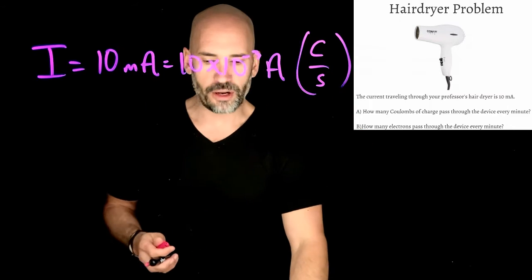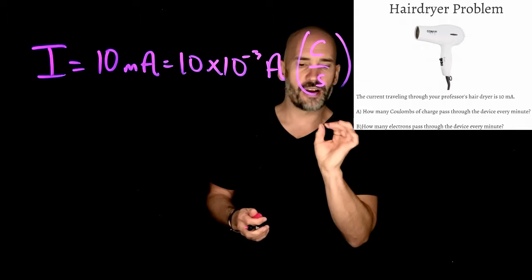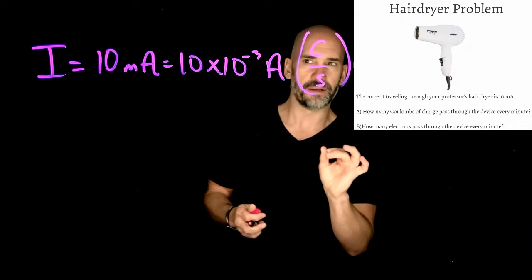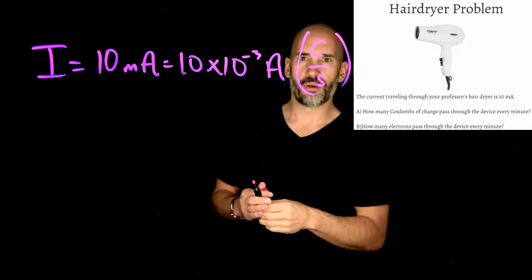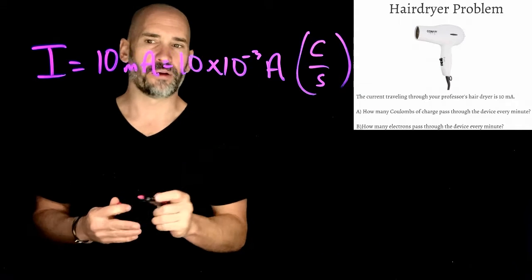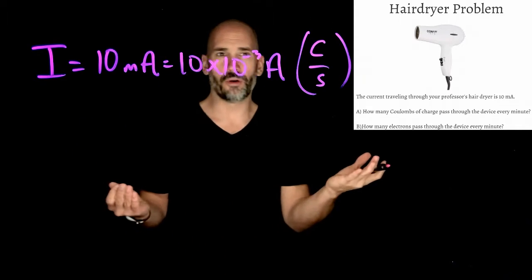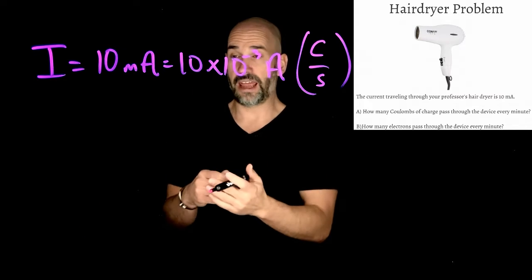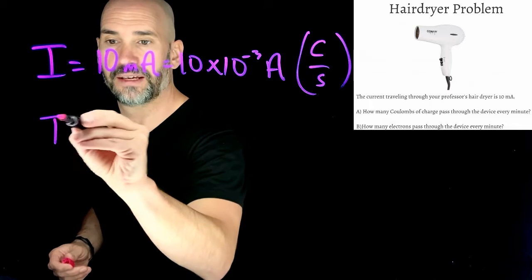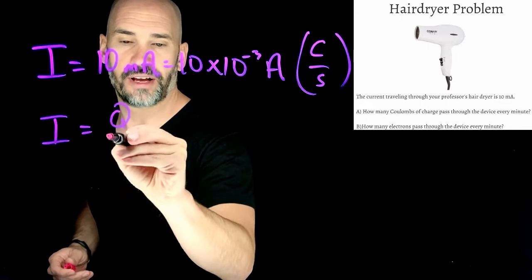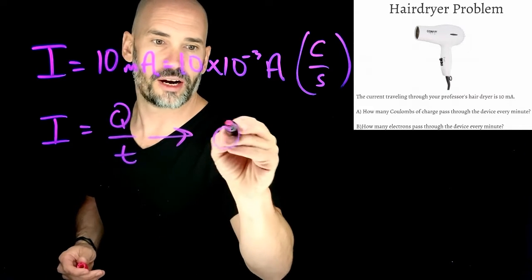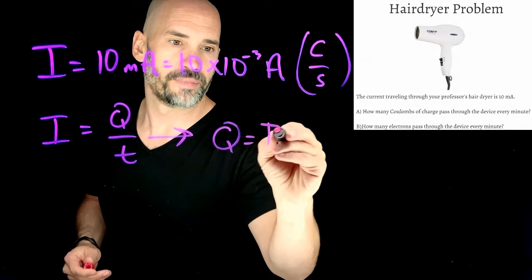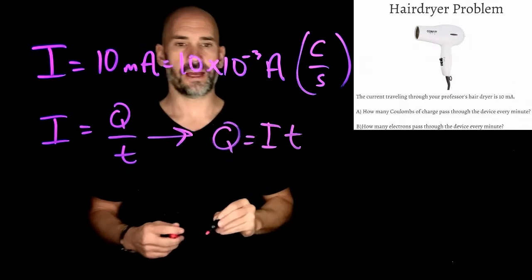And so the question is, how many coulombs of charge pass through the device every minute? All right? So how would we solve that? Well, let's look at what we already know about the relationship between charge and current. We know that current is equal to charge per time, which means that our charge would be equal to the current times the time. Okay?